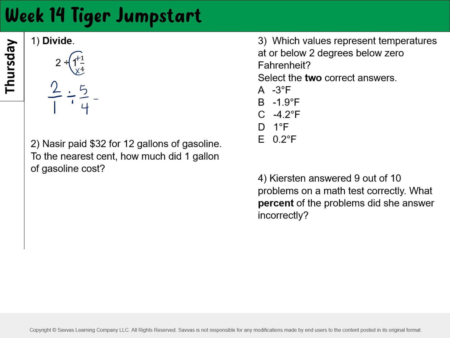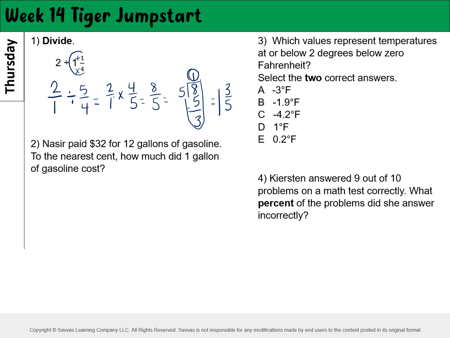From here, keep change flip. 2 over 1 times 4 over 5. You get 8 over 5, which is improper. So you would need to do long division. 8 is your dividend, 5 is your divisor. 5 goes into 8 one time, and 8 minus 5 would be 3. So we have a remainder, we can make the letter J. So you have 1 and 3/5.